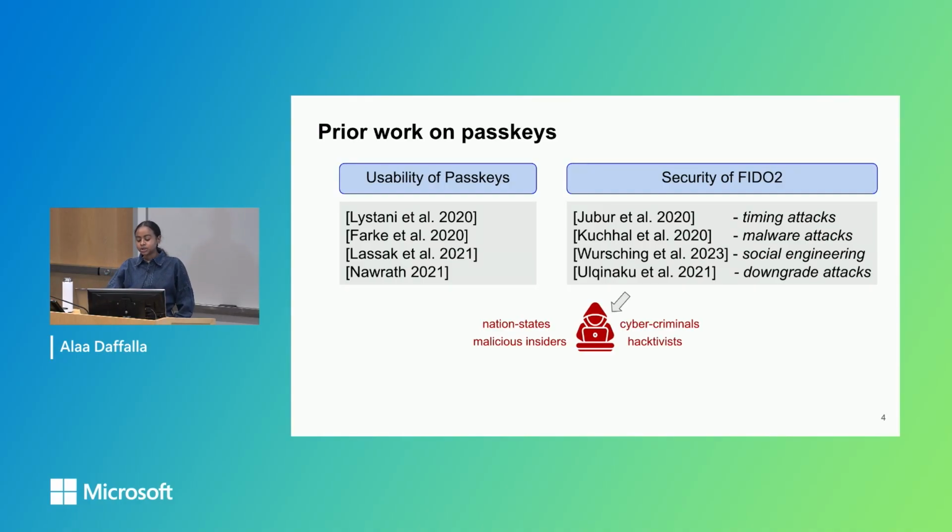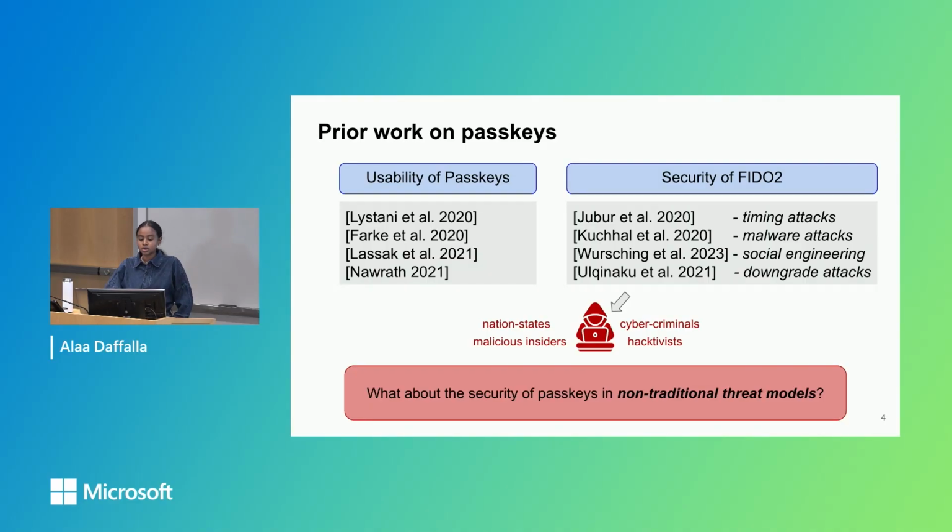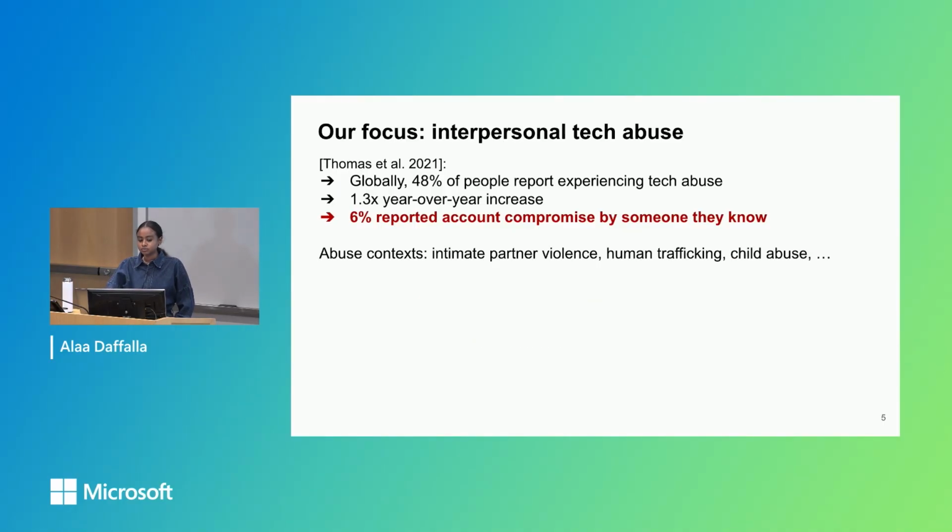However, most of the security work on FIDO2 and passkeys has focused on a traditional computer security threat model, such as that of cybercriminals, nation states, and malicious insiders. And we find that none of the work in the literature has studied the security of passkeys in other non-traditional threat models. For example, a very important but not traditionally focused on threat model is that of intimate partner violence. So this leaves open the question from prior work about the security of passkeys in these threat models.